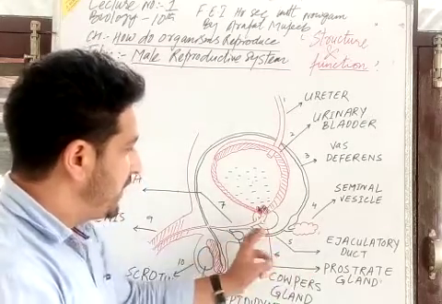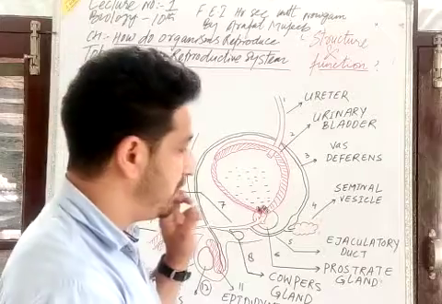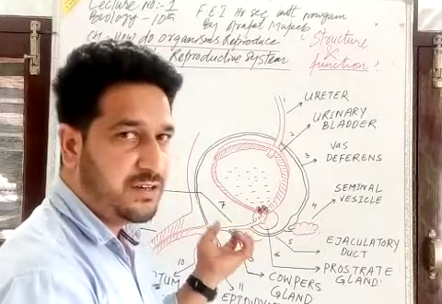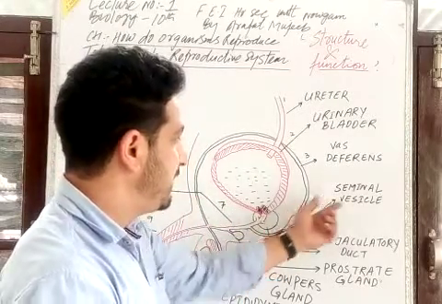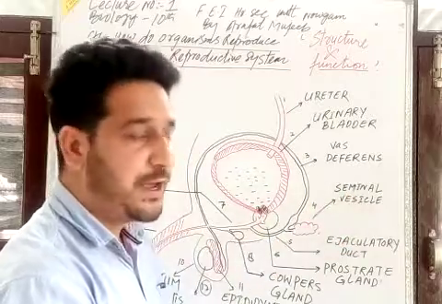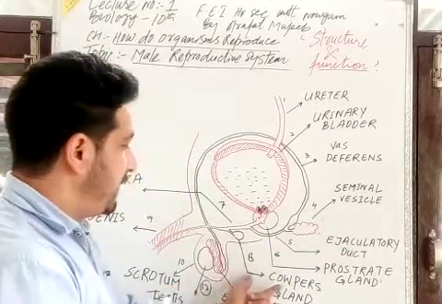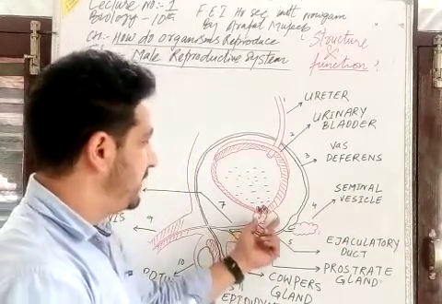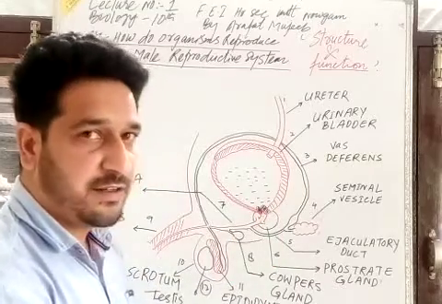Prostate gland. It is the largest accessory secus gland. Then there is the seminal vesicle. They are also a pair in number. Cowper's gland is also a pair in number, and this is the prostate gland. It is single in number.